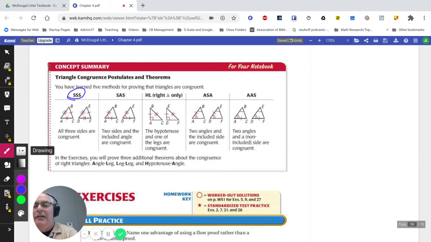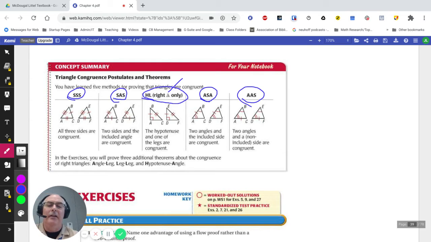Side, side, side, side, angle, side, hypotenuse, leg when we're working with a right triangle, angle, side, angle, angle, angle, side. These are going to be key ways for this chapter that you're going to be able to prove that triangles are congruent. And you're going to have to determine, based upon the information that is given, which of the postulates and theorems will apply to the triangles being compared.